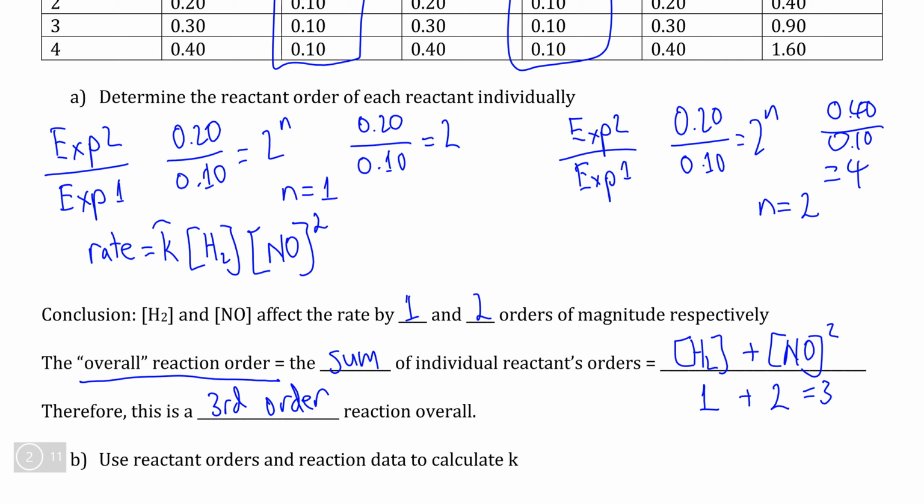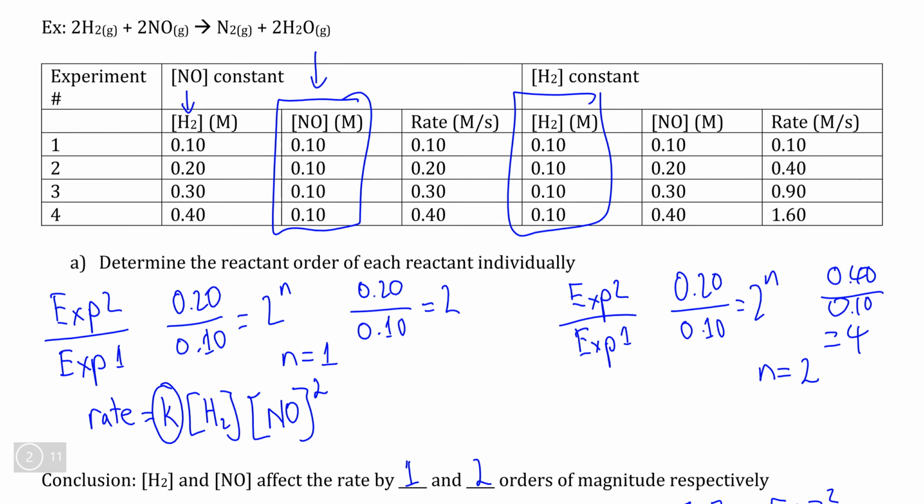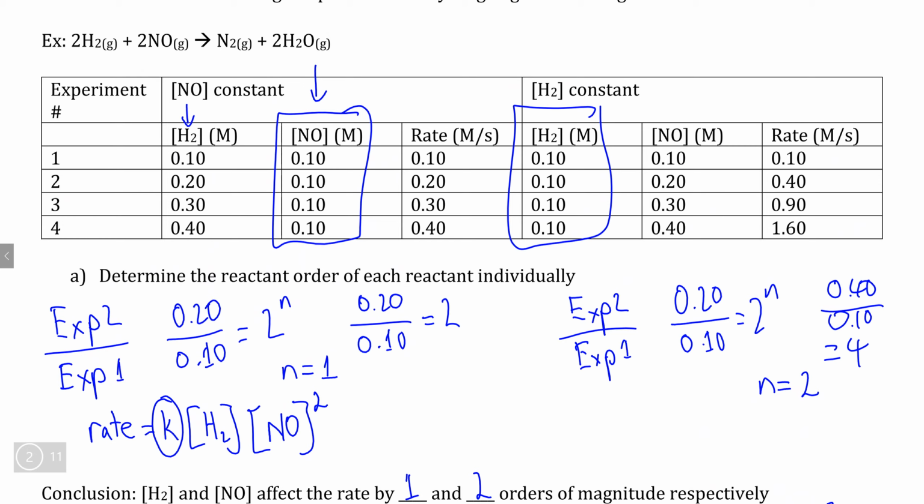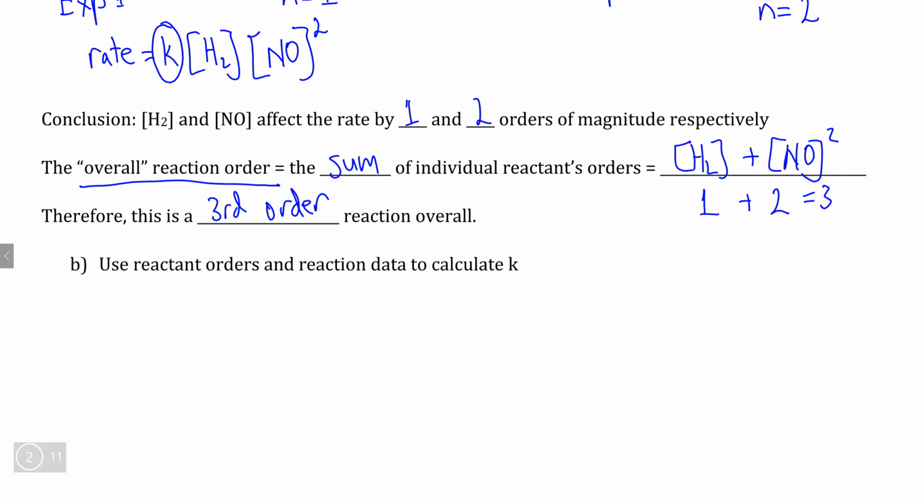All that remains is to calculate what the magnitude of k is, and fortunately all we need to do is substitute some data in. So we're going to use the data from experiment 1 because the numbers for both of the concentrations and the rate in moles per liter per second are the same number, 0.10. So if we write this out, our rate is 0.10 moles per liter per second, which is equal to k times the concentration of hydrogen gas, which is 0.10 moles per liter, and times the concentration of nitrogen monoxide, which is 0.10 moles per liter, squared.